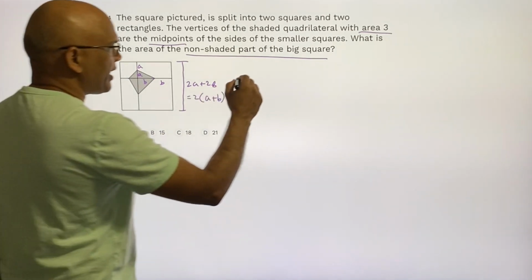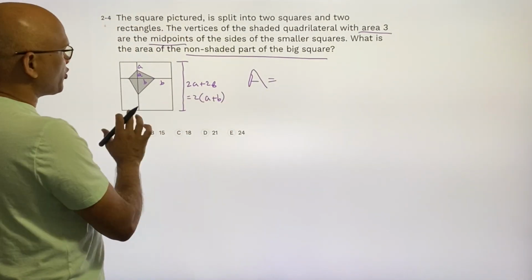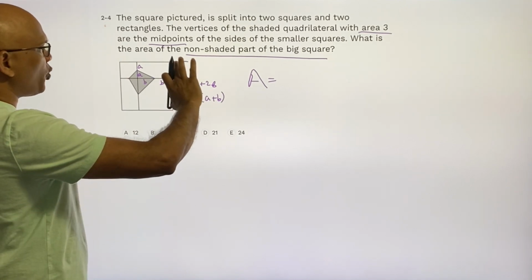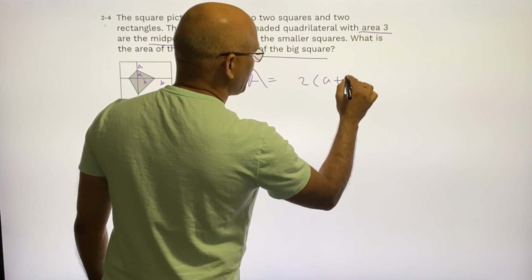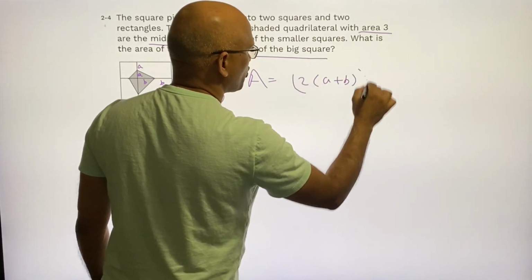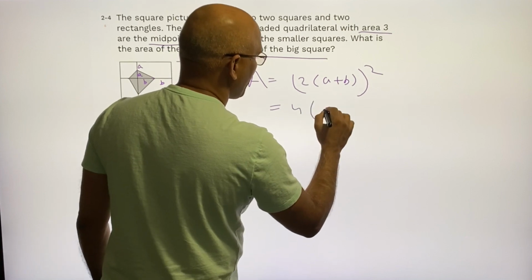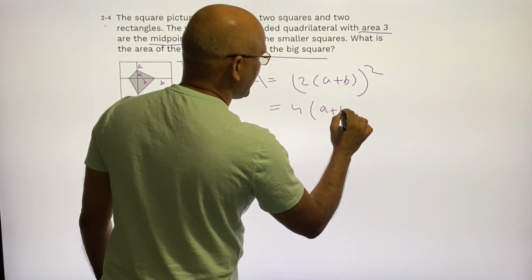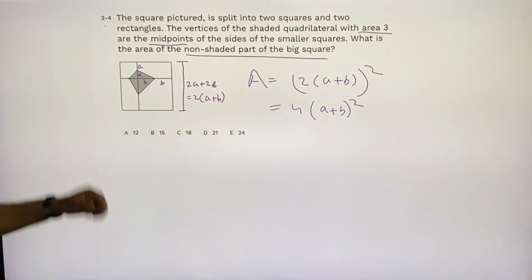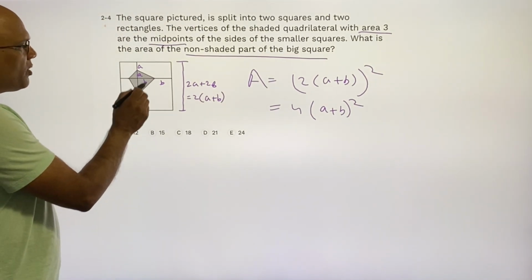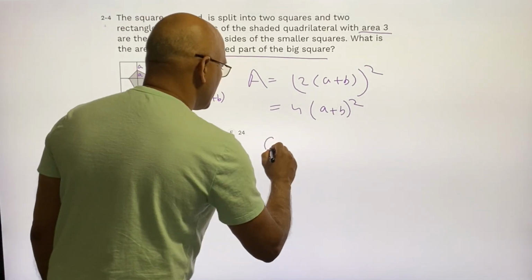So let me denote A to be the area of the big square, so that is going to be the square of the side. So there is (2a plus b) squared, right? So this is going to be 4a plus b squared. Okay, now let me denote the area of the shaded part, the gray part, as g, right?